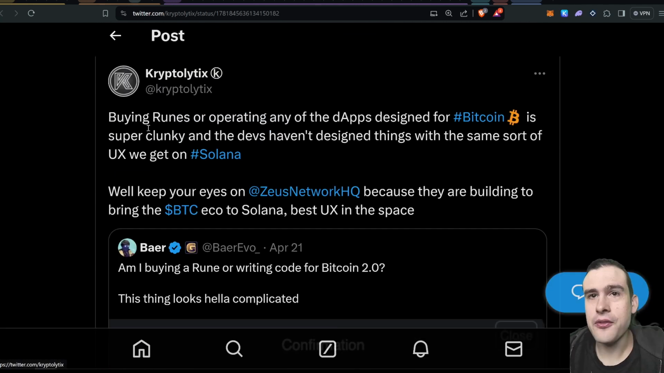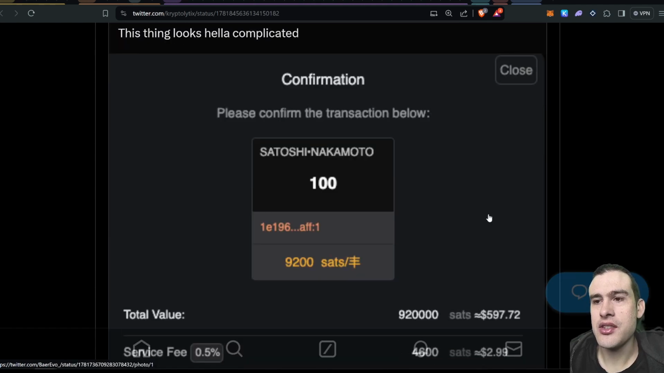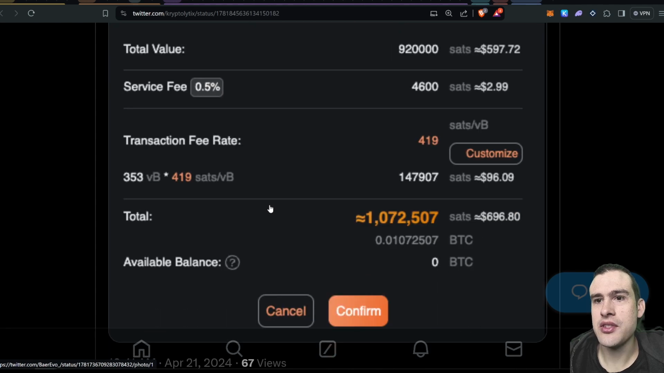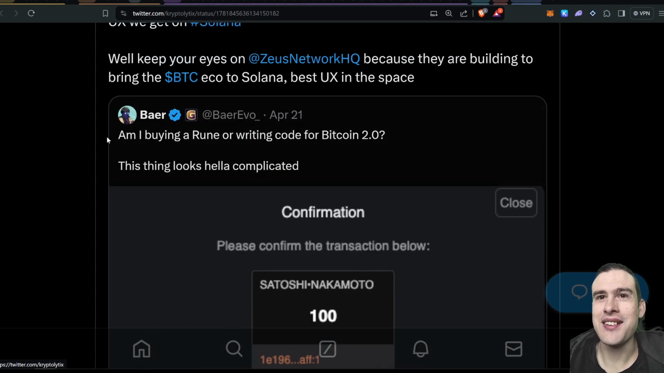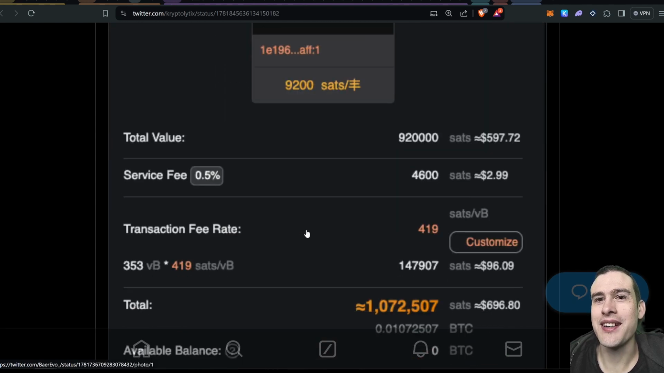So if you've had a look at some of the DEXes and stuff for runes, it's such a clunky experience. I don't know why all the Bitcoin developers make everything just so crap. Maybe it's just because I'm used to the UX on Solana, which is one of the best in the space, essentially. But have a look at this, just the layout of all this. It just looks terrible. It just doesn't look as good as what we're used to, right? But look at this. Am I buying a rune or writing code for Bitcoin 2.0? This thing looks hella complicated. I mean, look at that.